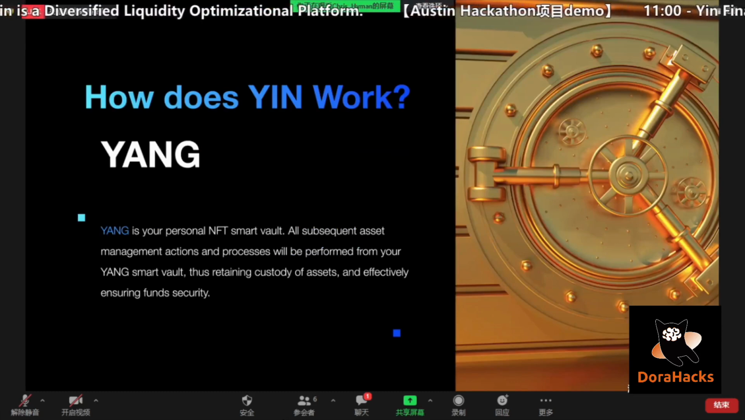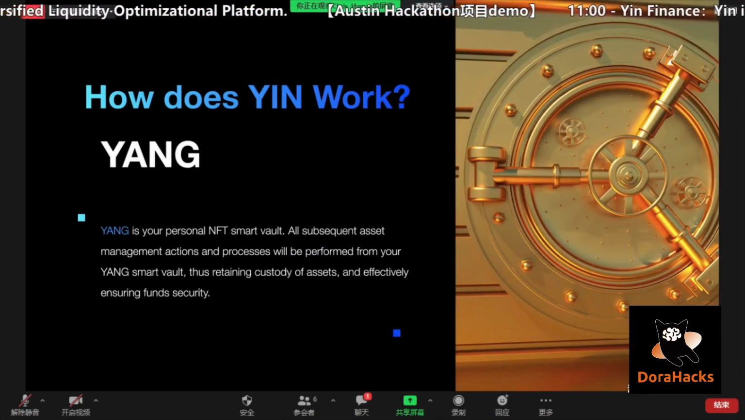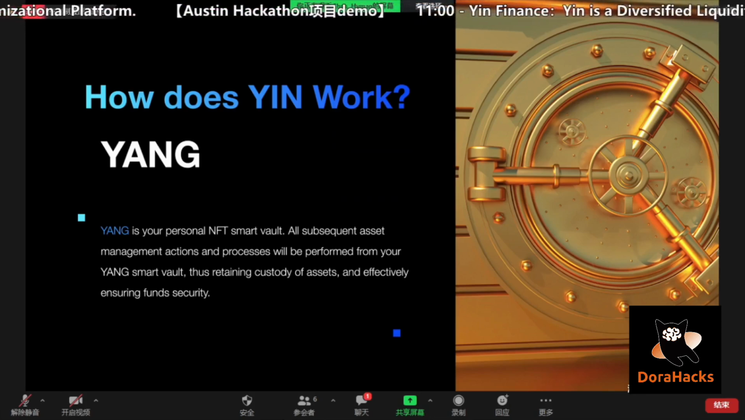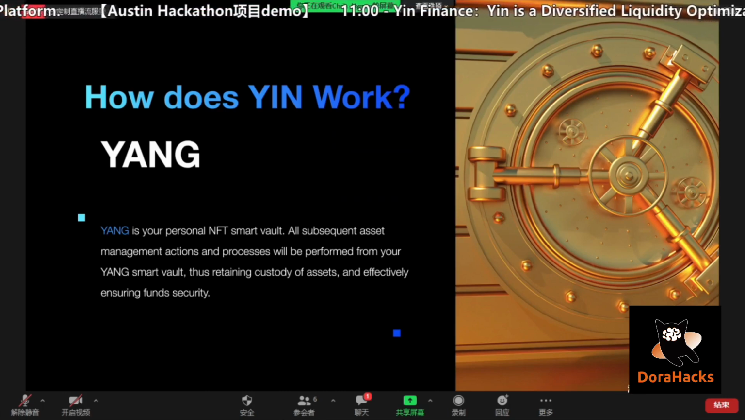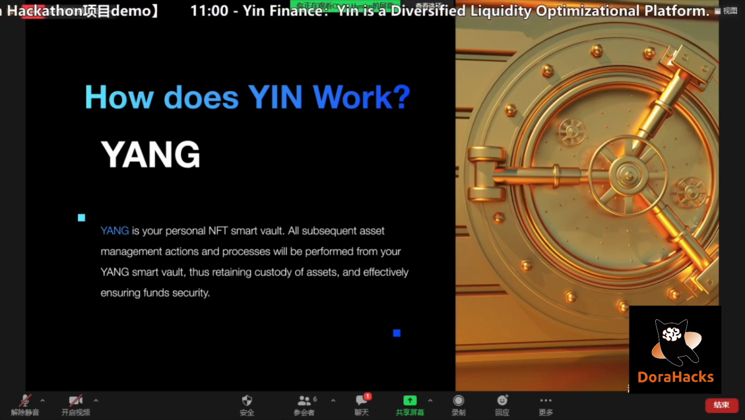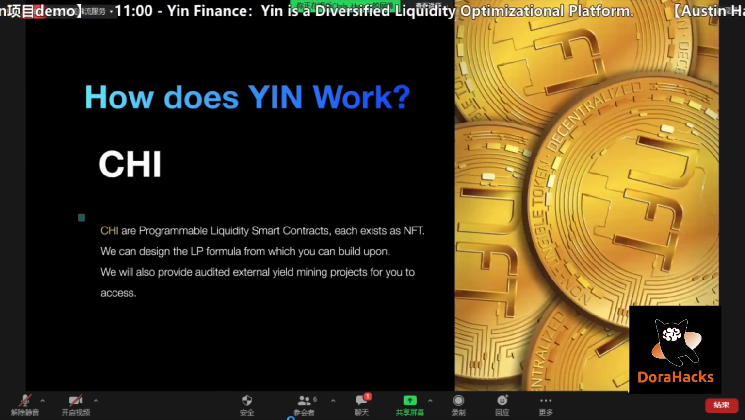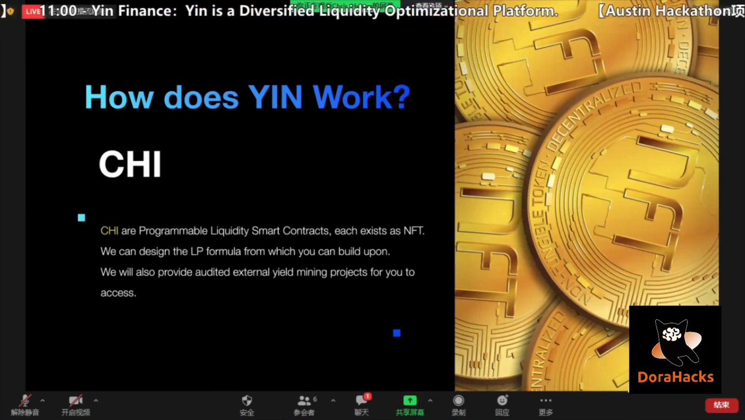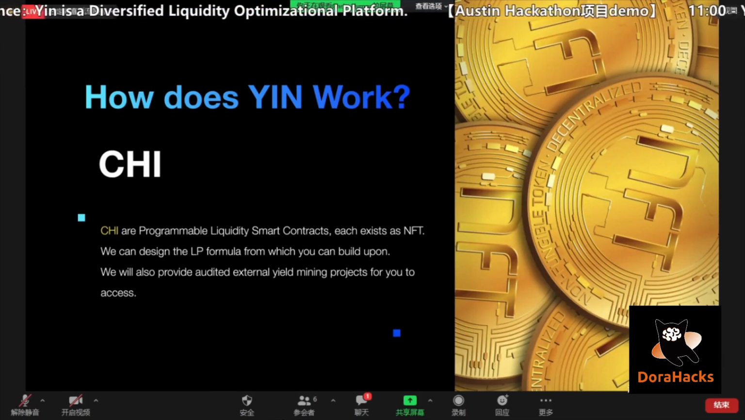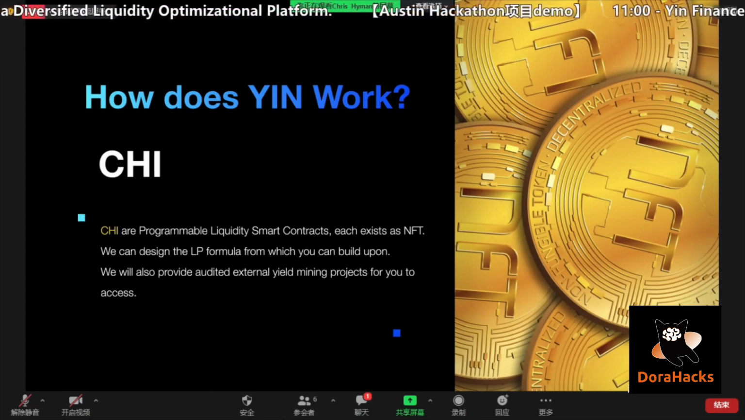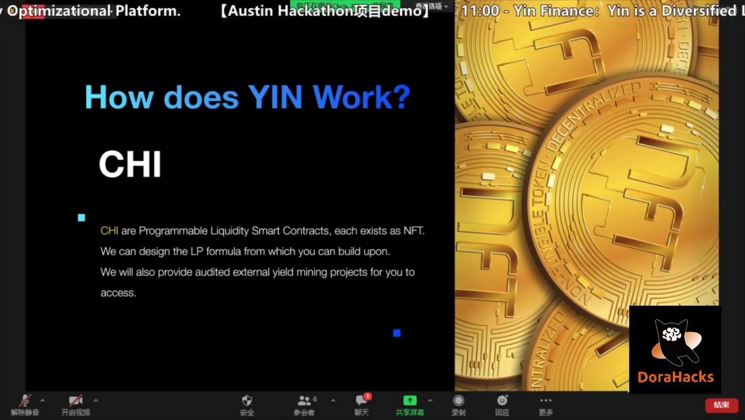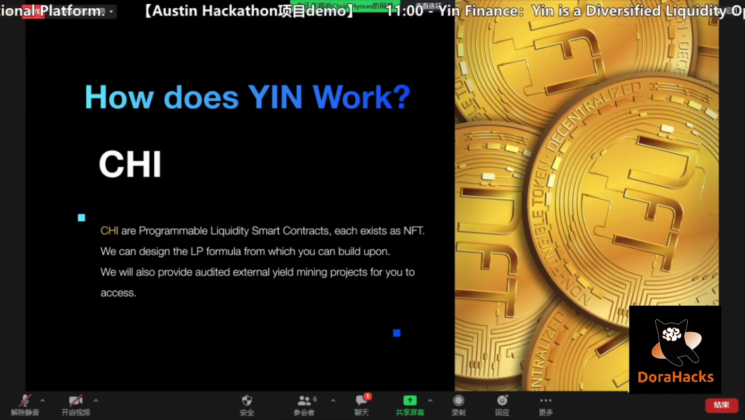And how does Yin work? Let's talk about Yang. Yang is your personal NFT smart vault. All subsequent asset management actions and processes will be performed from your Yang smart vault, thus retaining custody of assets, and it actively ensures funds security. And Qi are programmable liquidity smart contracts. Each exists as an NFT. We can decide the LP formula from each, which you can build upon. We will also provide audited external yield mining projects for you to access.